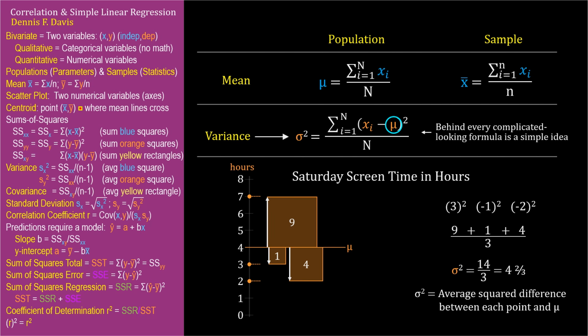Also, notice here that the formula for variance includes the mean. This shows that to know the variance, we must first know the mean, since the variance is the average squared distance from the mean. If you don't know the mean, you cannot know the variance.